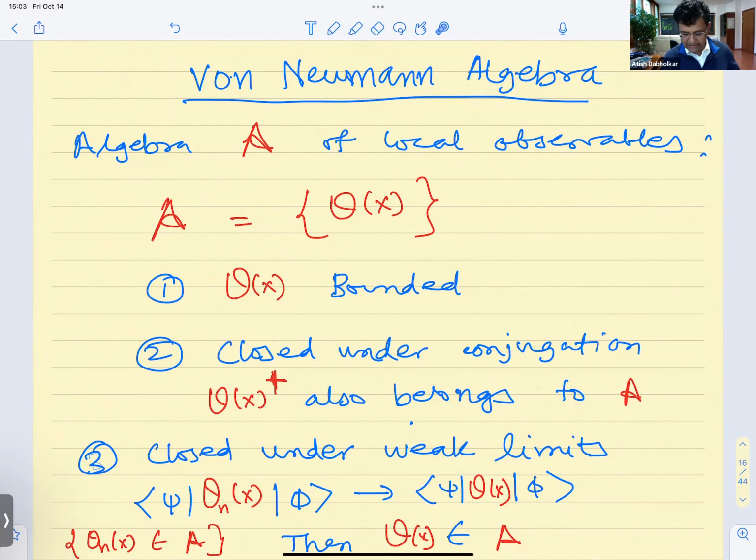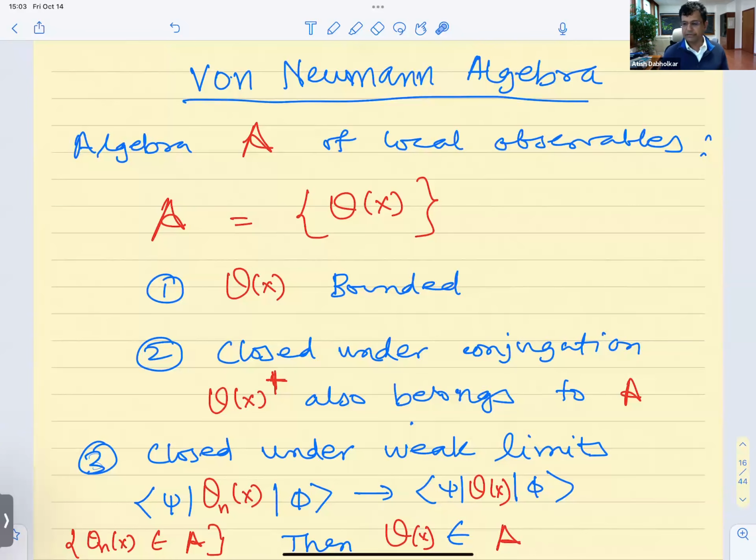Here you also say that if the expectation value of the operator O_n, as n goes to infinity, tends to the expectation value of some other operator O_x, and if all the O_n belong to the algebra, then O_x also belongs to the algebra. So it's kind of a reasonable thing to do, and that's the framework in which this is formulated.